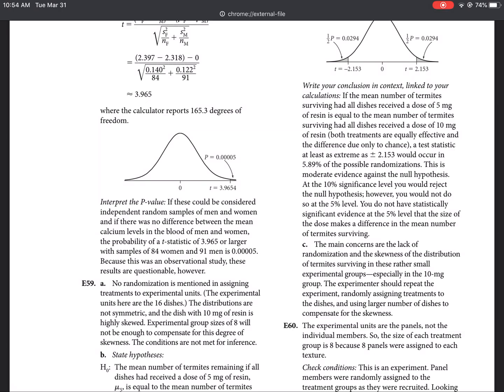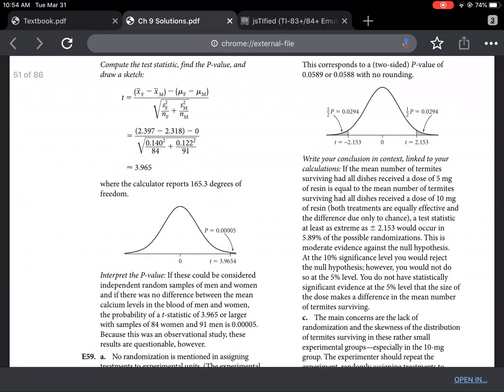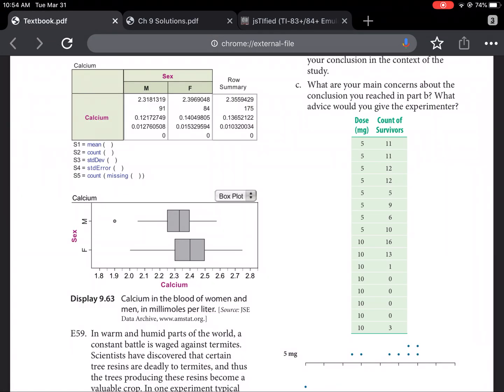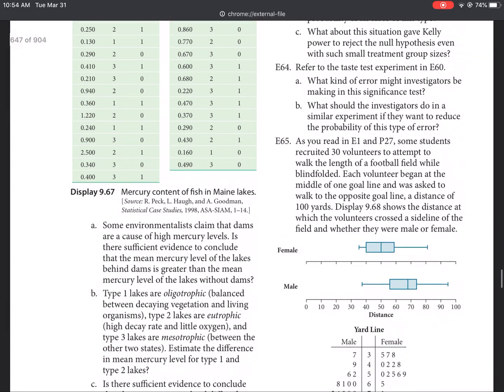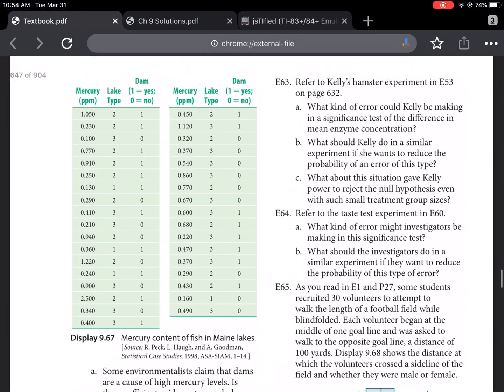So there you go. All right, the last question that I had you guys look at was actually question number 63. So right side column. Refer to Kelly's hamster experiment. What kind of error could Kelly be making in the significance test of the difference in the mean enzymes? Remember, we saw two positive numbers, which in a significance test would be the same as getting a small p-value, causing us to reject the null hypothesis.